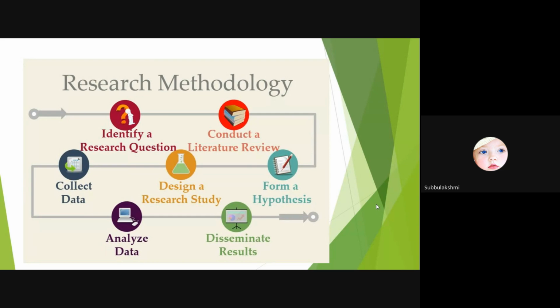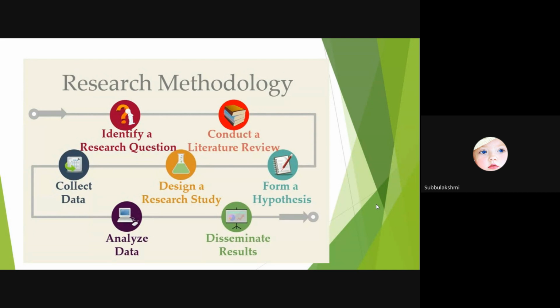The next step, based on the design, is collecting data from the relevant sources: primary sources, secondary sources, everything. The next step is that whatever data we have collected, we analyze. We segregate it and analyze it, keeping whichever is relevant to our hypothetical statement. Next is to disseminate results.